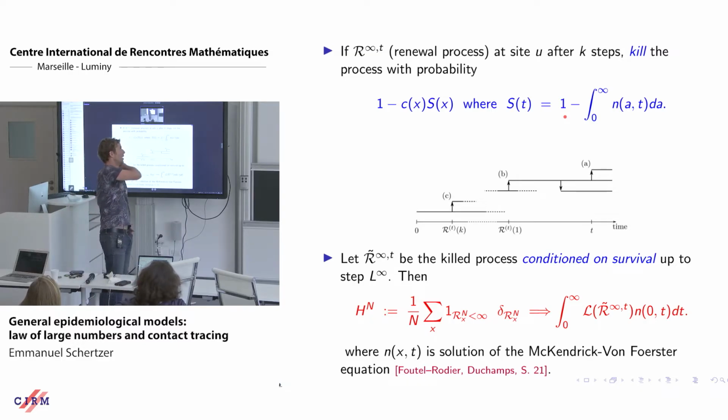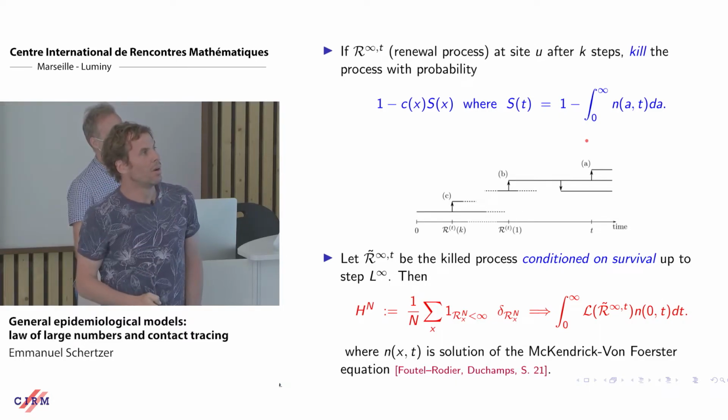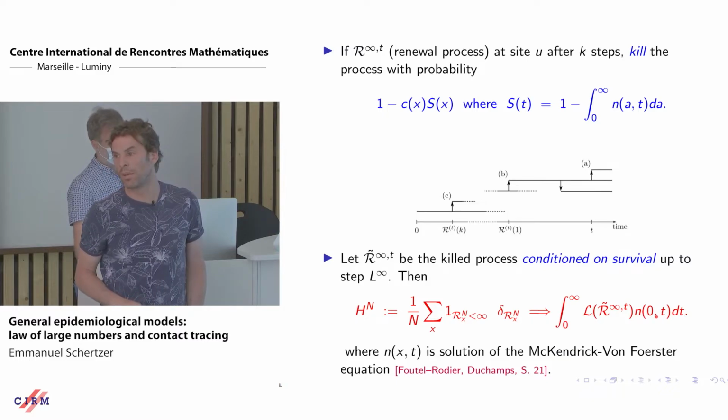Sorry. So how is it related to the chronological path in the presence of a contact rate and saturation? Well, what we can show is that the limiting process that you get at the end of the day is the killed process conditioned on survival. So you condition your killed renewal process on survival.